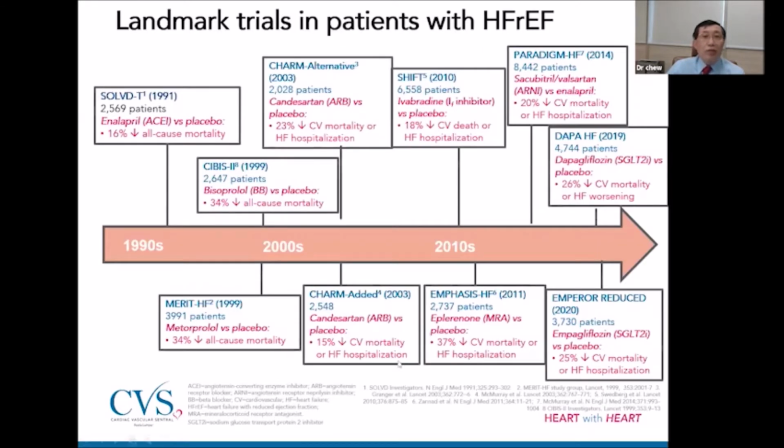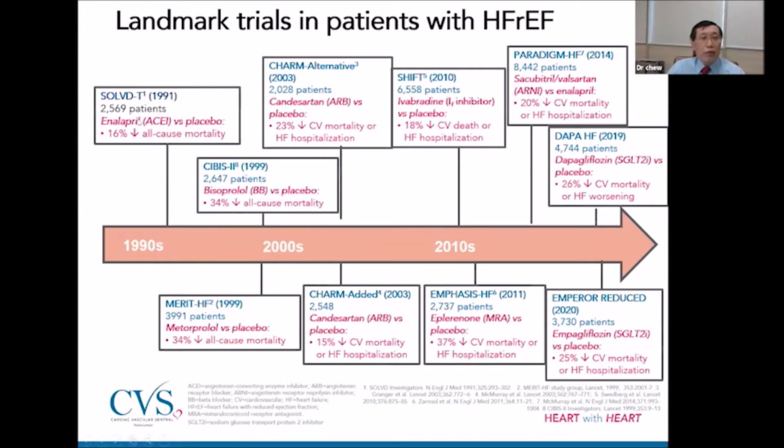So these are some of the landmark trials that have taken place over the last 20, 30 years in patients with heart failure with reduced ejection fraction. I'm not going to go through all these trials, except to tell you that basically these trials established a few classes of agents that are useful in terms of a reduction in mortality, reduction in hospitalization, and reduction in symptoms in patients with heart failure with reduced ejection fraction. I will select a few of these studies.